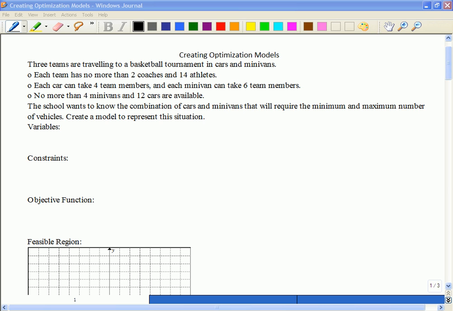For now, what I'd like you to try is what we've already practiced. Can you name the variables? Can you write out the constraints? Okay, so I'll give you a couple of minutes to try that.